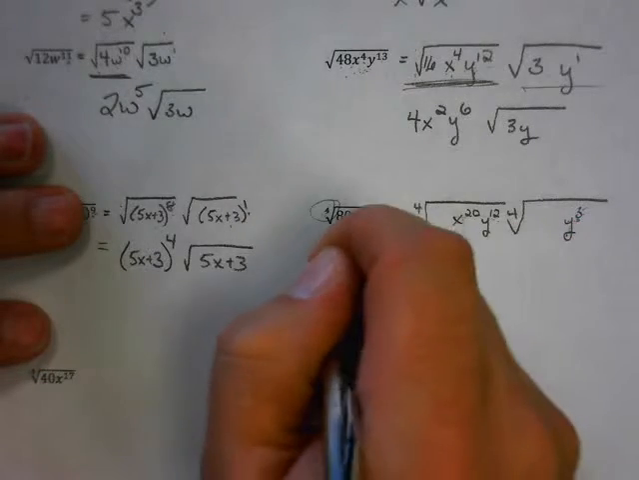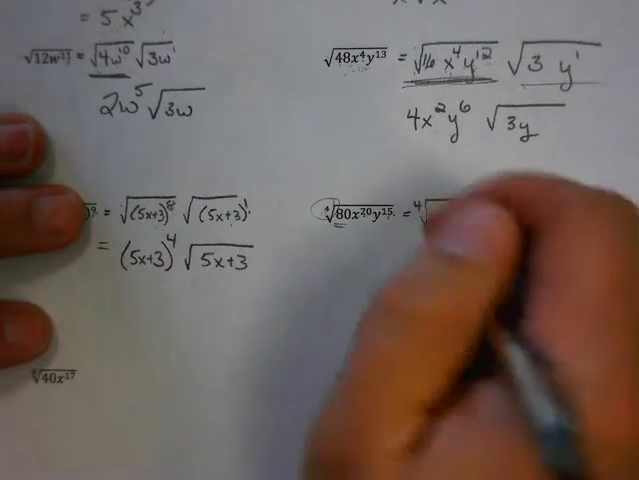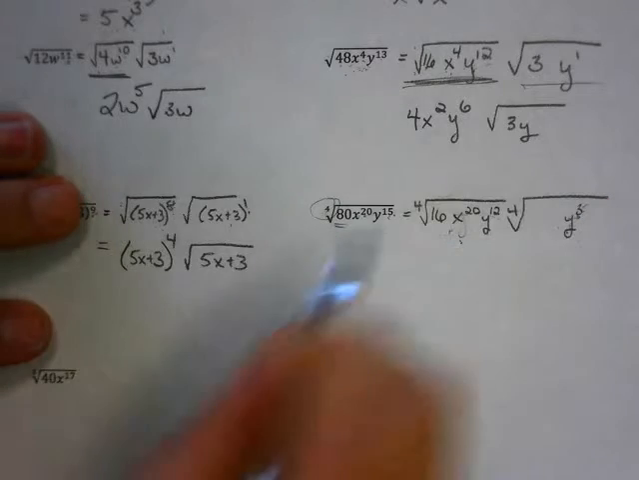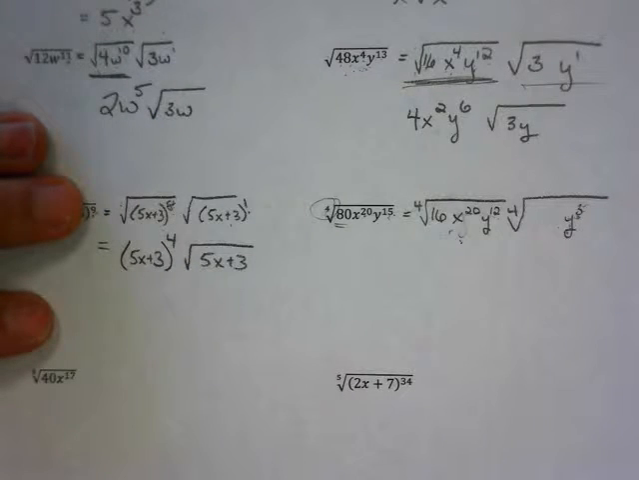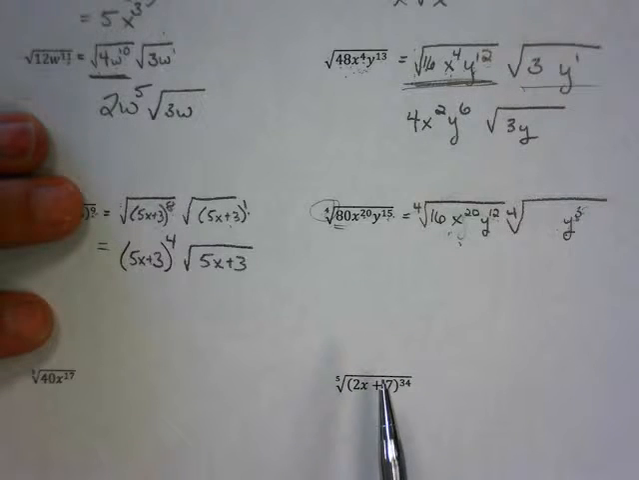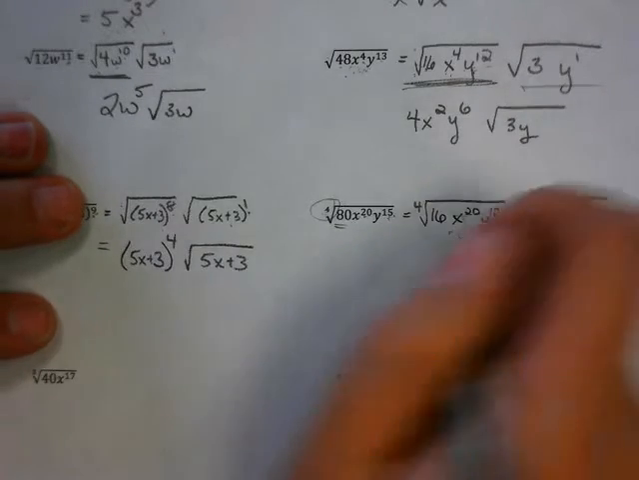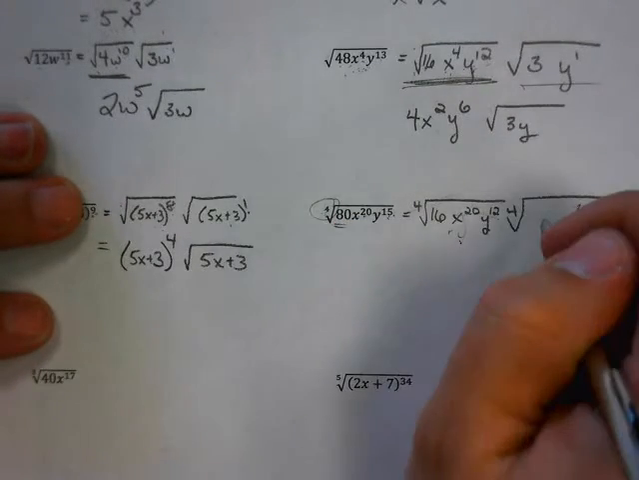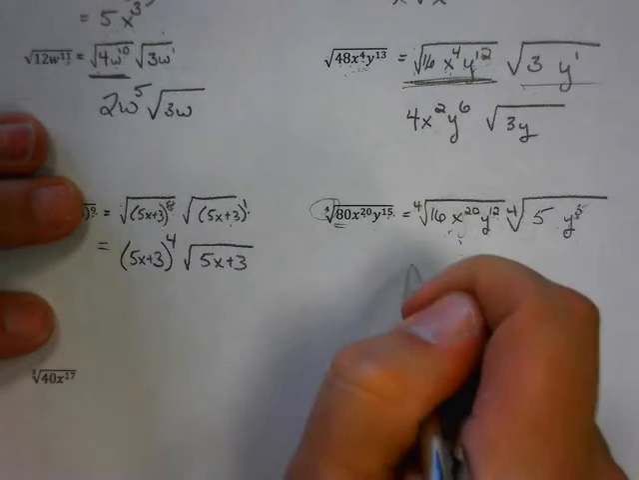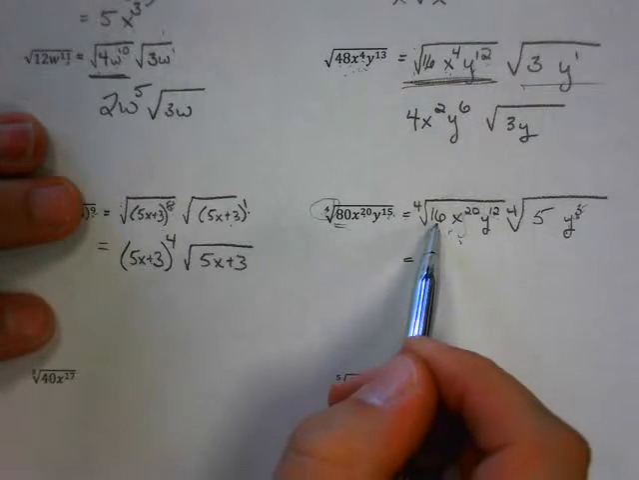Now what about 80? 16. And again, if you wanted, you could create that list of your 4s. 1 to the 4th, 2 to the 4th, 3 to the 4th. 3 to the 4th is 81. So it's got to be either 1 or 2. 16 times what? 5.